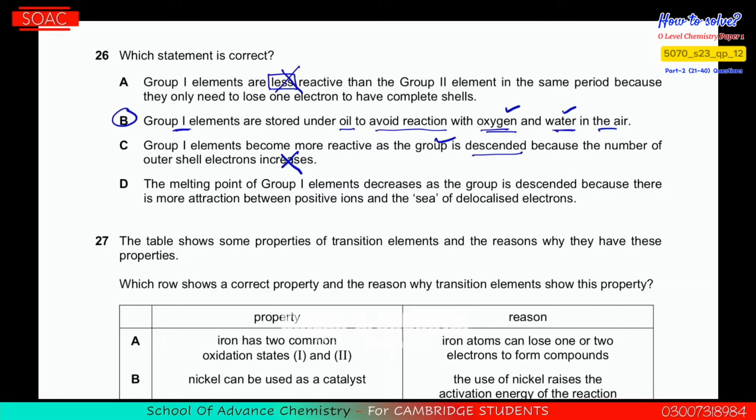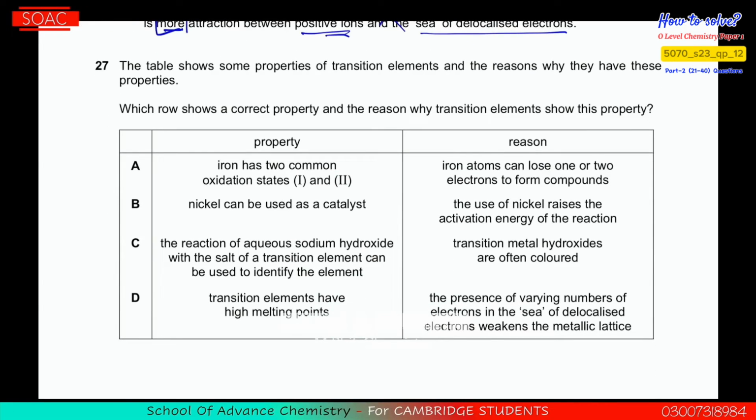D, the melting point of group 1 elements decreases as the group is descended because there is more attraction between the positive ion and the delocalized electrons. No, there is no more attraction between the positive ions and the delocalized electrons, as the size is going to increase. So this attraction is going to decrease. Again, it is incorrect. It is confirmed that B is the correct option.